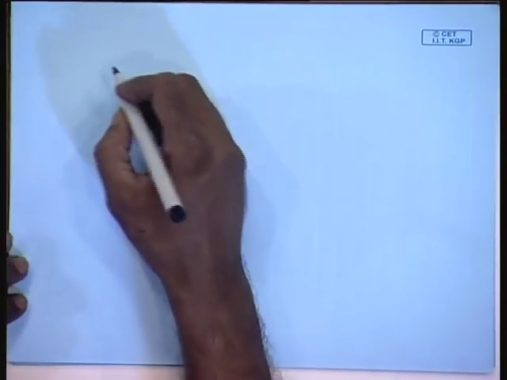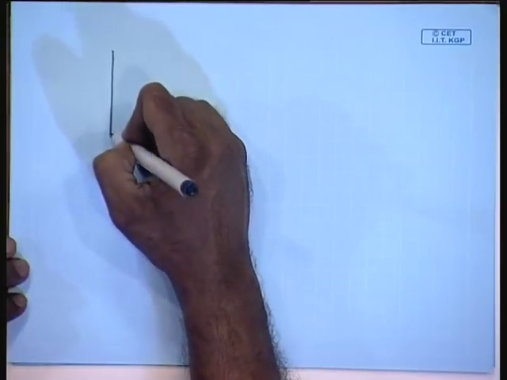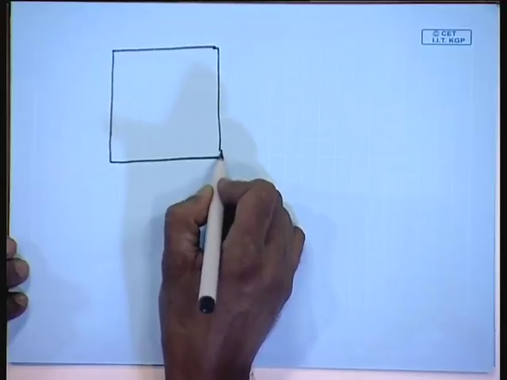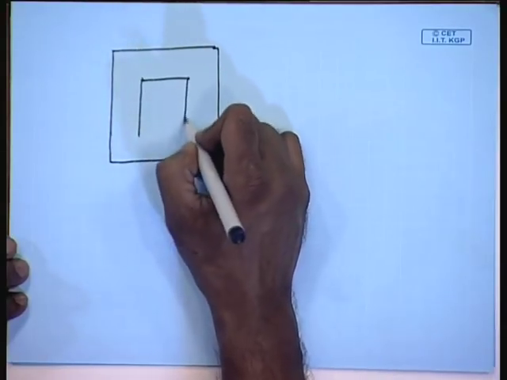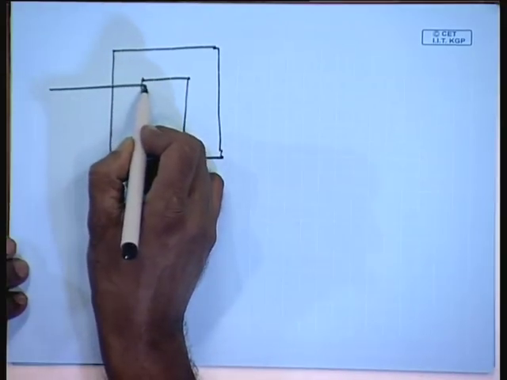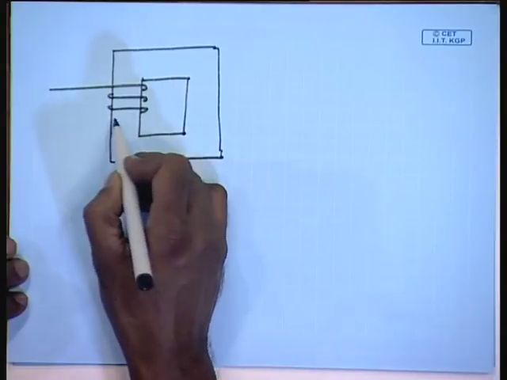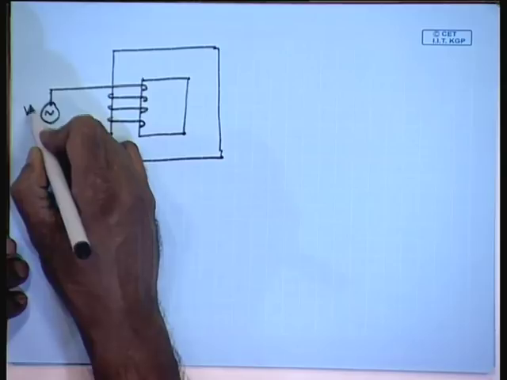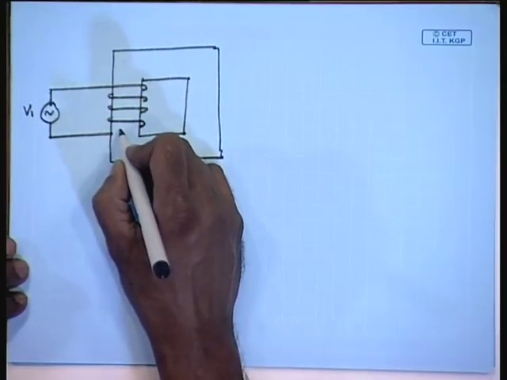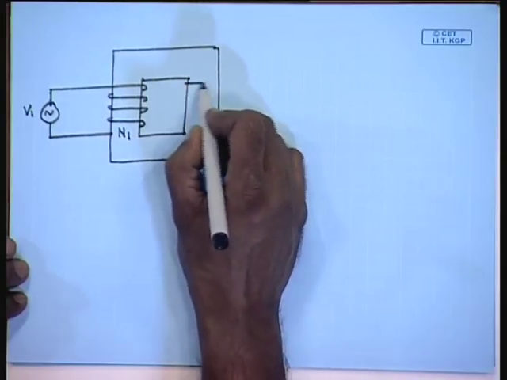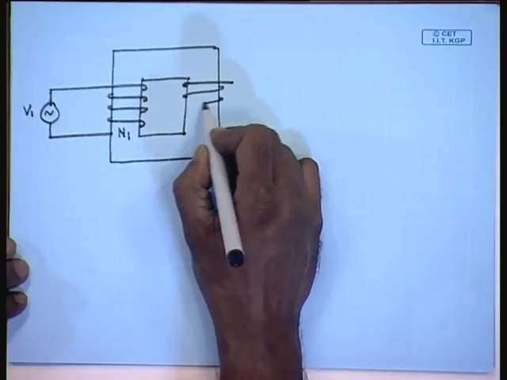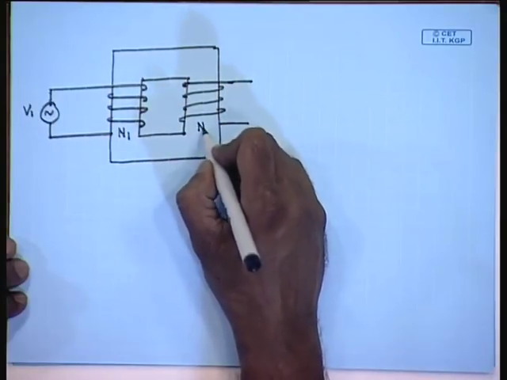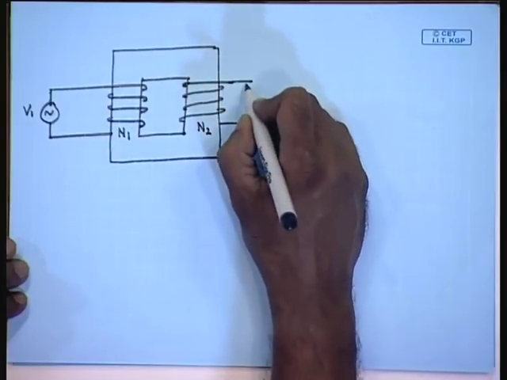Therefore, what we can say about an ideal transformer? If we have an ideal transformer, where we apply a voltage V1 across its first coil with number of turns N1, then the induced voltage on the second coil with turns N2 is related to the voltage induced in the first coil by the following relationship.